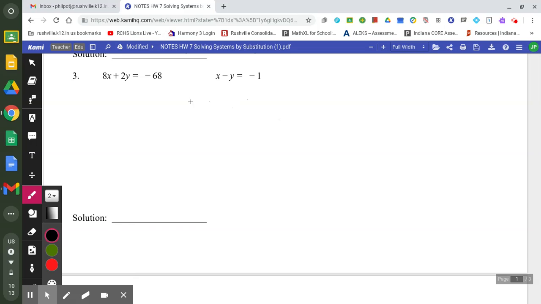Okay, number 3 gets a little more difficult because neither one of these equations is solved for a variable by itself. Well, this one looks like it would take an awful lot to get an x or a y by itself. So I'm going to use my second equation, and I am going to solve for x since x is already positive. So I am going to add y to both sides of my equal sign. And so that gives me x equals, and I'm just going to write what I see right here, which is negative 1 plus y.